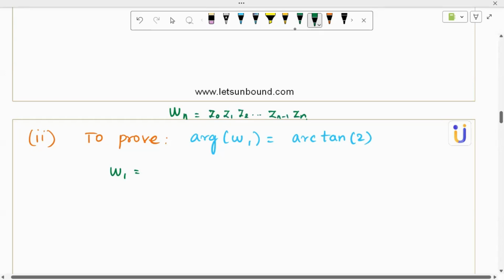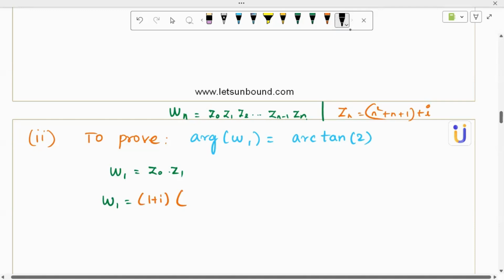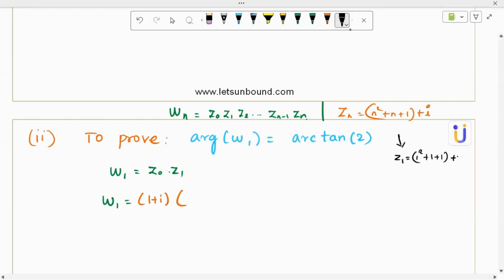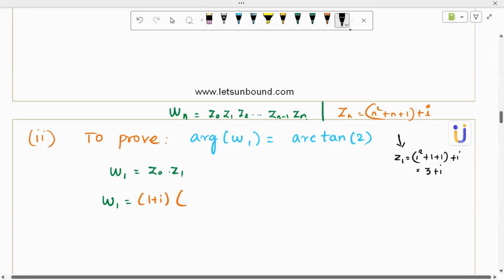Okay, so W1 means it's Z naught times Z1, right? So let's frame the complex number W1 here. W1 is, okay, what is Zn then? That has this form, n square plus n plus 1 plus I. So Z naught is 1 plus I, this we already calculated. And Z1 is, let me solve it here. 1 square plus 1 plus 1 plus I, which is 3 plus I.